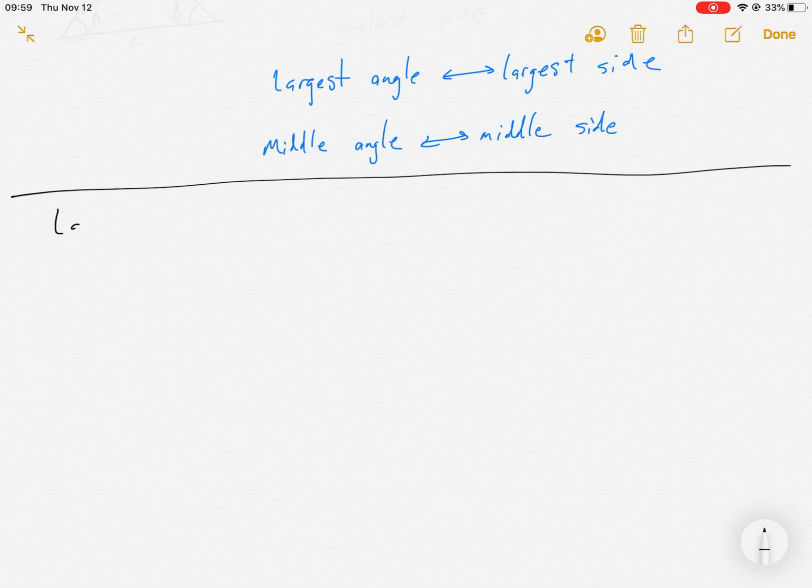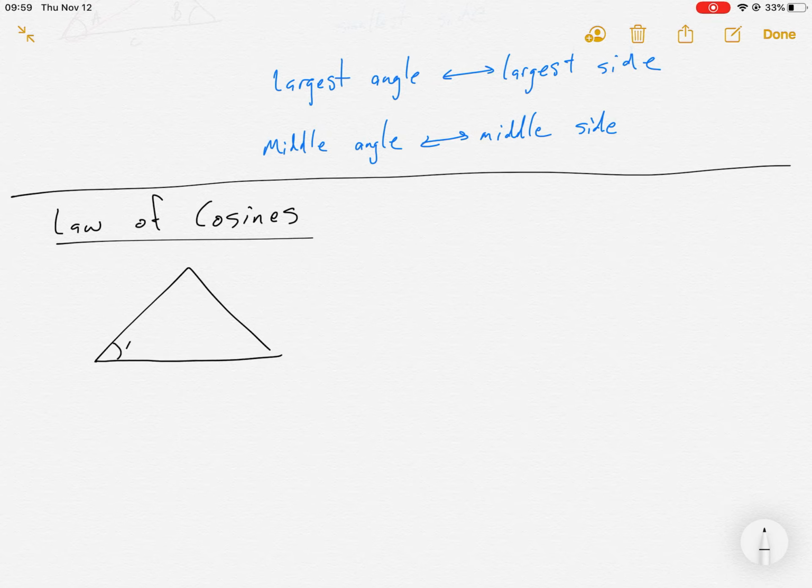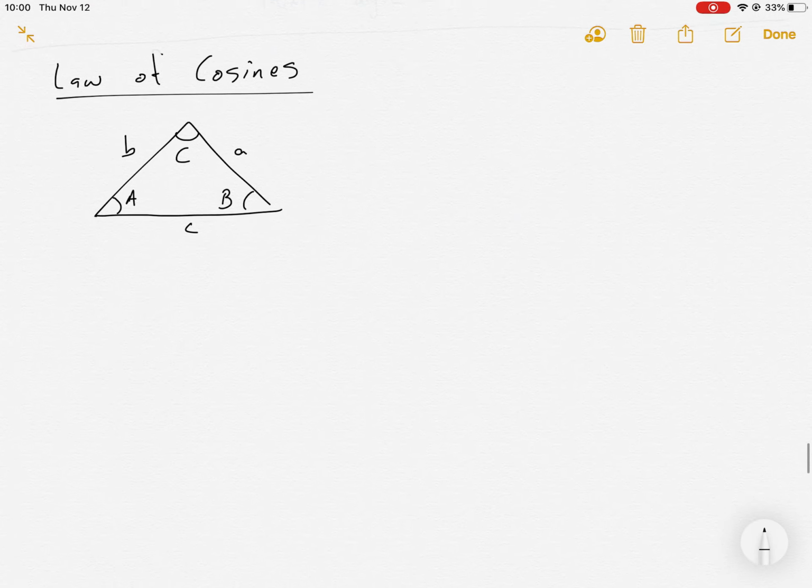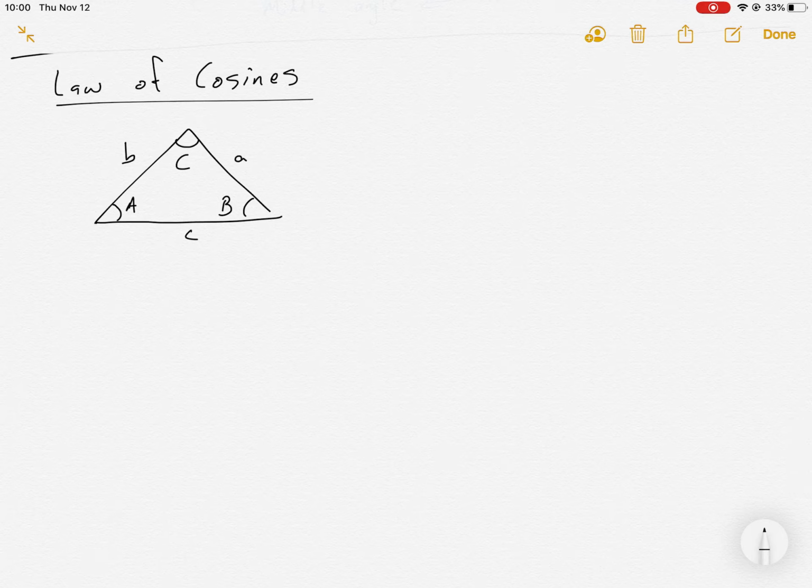All right, so let's go back to law of cosines. And once again, I'll draw that triangle. It really doesn't matter how I label this, like I've said before. You could put A, B, C wherever you want. You could use X, Y, Z. You could use any letters you like.